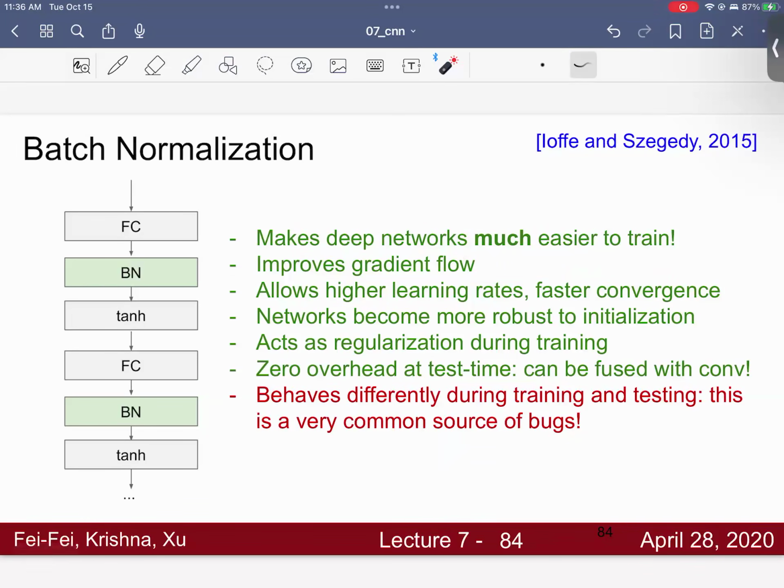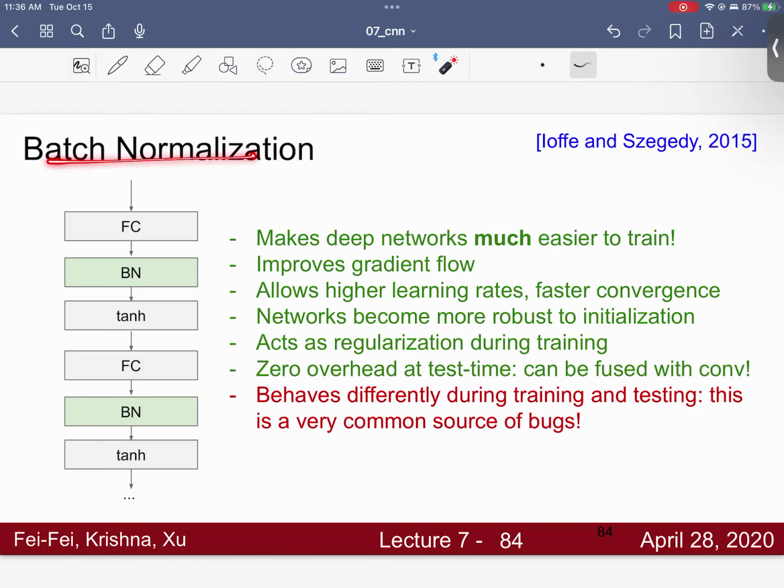This behaves differently during training and testing. This is a very common source of bugs. Keep this in mind. So that's why some people don't like to use batch norm and they just use layer norm. Because layer norm, we're going to talk about this, doesn't require you to pay attention to the difference. There's no difference between training and testing. Layer norm is just easy. So some people just prefer layer norm for those reasons.